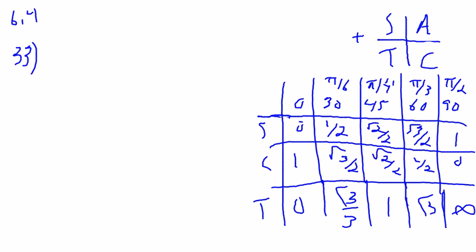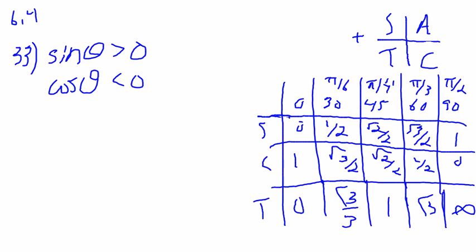33 says that sine theta is greater than 0 and cosine theta is less than 0. And it wants you to name which quadrant it's in. So sine's positive, cosine's negative. If you look over here, the only spot where that's true is this quadrant right here. If I were to look at the other one where sine's positive, all the cosines would be positive. So the answer to this one is quadrant 2. That should help you with 37. You should be able to do that no problem.